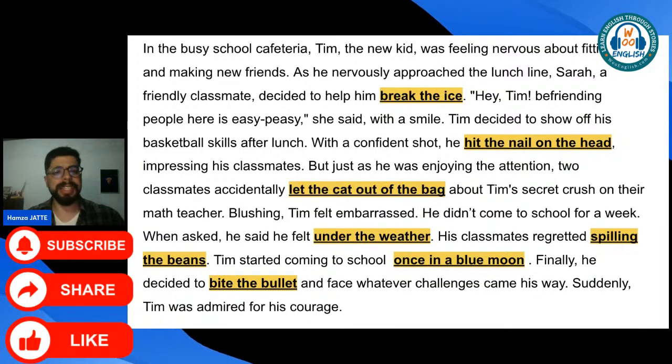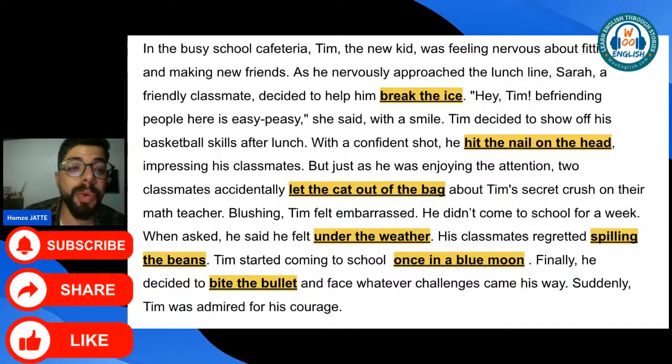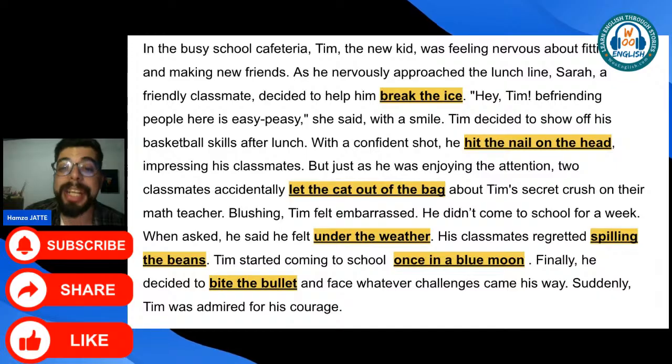What is the meaning of this expression? To feel under the weather. He felt under the weather. His classmates regretted spilling the beans. Tim started coming to school once in a blue moon. Finally, he decided to bite the bullet and face whatever challenges came his way.